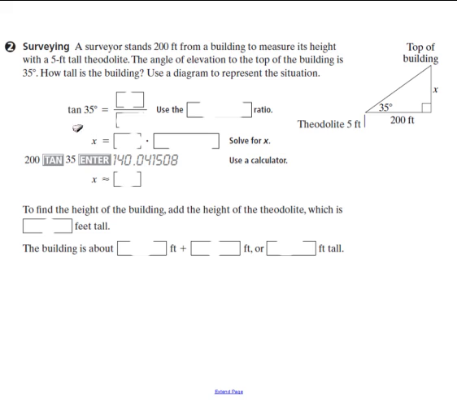So we'll use tangent, and remember it's always tangent of an angle. Right? This value in the tangent function is always going to be an angle. Always, always, always. You're never going to put a length inside the tangent. It's always going to be an angle in there.